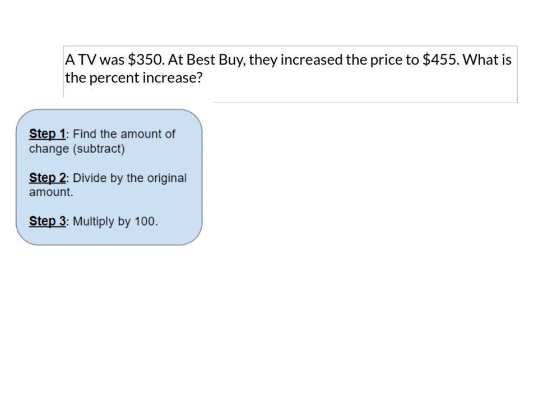Step 1 says to find the amount of change or to subtract. So let's go ahead and do that. I'm going to subtract 455 and 350. 455 minus 350 is 105.